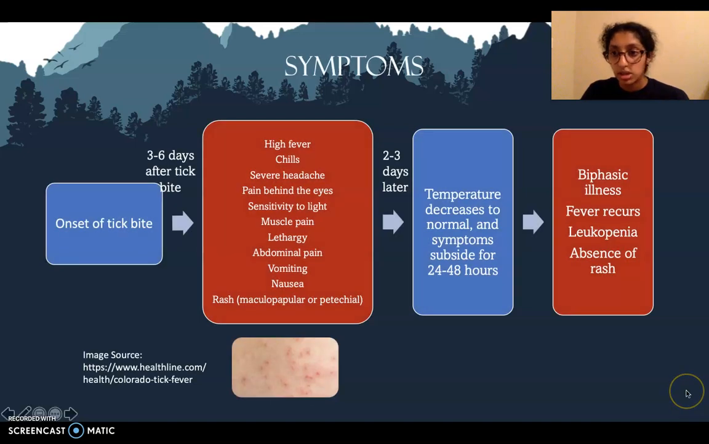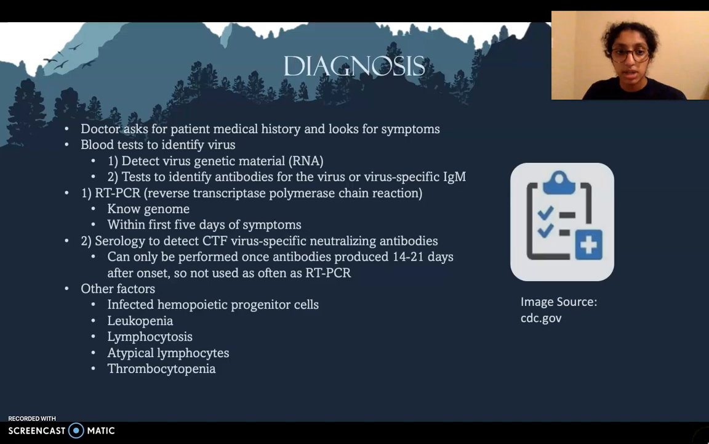Here are the symptoms. I talked about this. You can look at it if you'd like. Diagnosis, there are 2 main ways: RT-PCR, reverse transcriptase polymerase chain reaction, and serology to detect those neutralizing antibodies. But those show up 14 to 21 days after, so it's not commonly used. RT-PCR is quick and efficient. You can detect it within 5 days to see if you have CTFE. And then we talked about that.